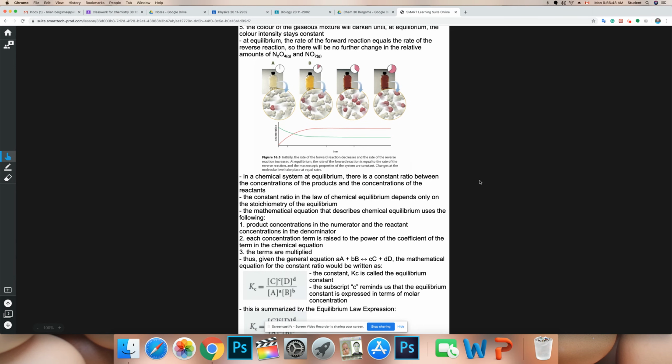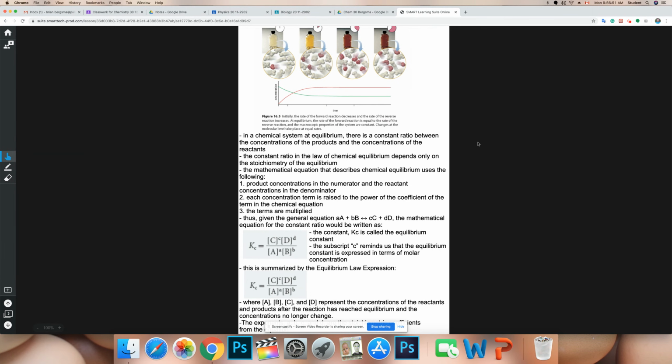So in a chemical system at equilibrium, there's a constant ratio between the concentration of the products and the concentration of the reactants. The constant ratio in the law of equilibrium depends only on the stoichiometry of the equilibrium. So the mathematical equation that describes chemical equilibrium uses the product concentrations in the numerator and the reactant concentrations in the denominator. Each concentration term is raised to the power of the coefficient in the chemical equation, and then the terms are multiplied.